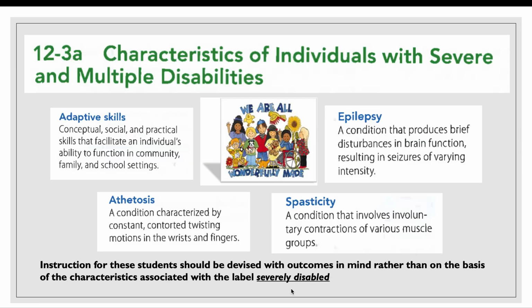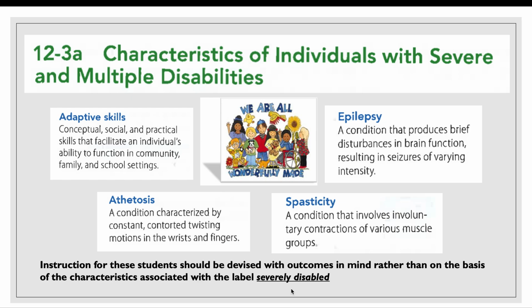In our textbook, the characteristics of individuals with severe and multiple disabilities are further discussed. We see that adaptive skills, the conceptual, social, and practical skills that facilitate an individual's ability to function in community, family, and school settings, are very important. As classroom teachers, we have to be able to incorporate these adaptive skills so that we can work with these students in a social and practical as well as a conceptual format. We need to facilitate the individual's abilities to enable them to function not only in the classroom setting, but also within their families and their communities.